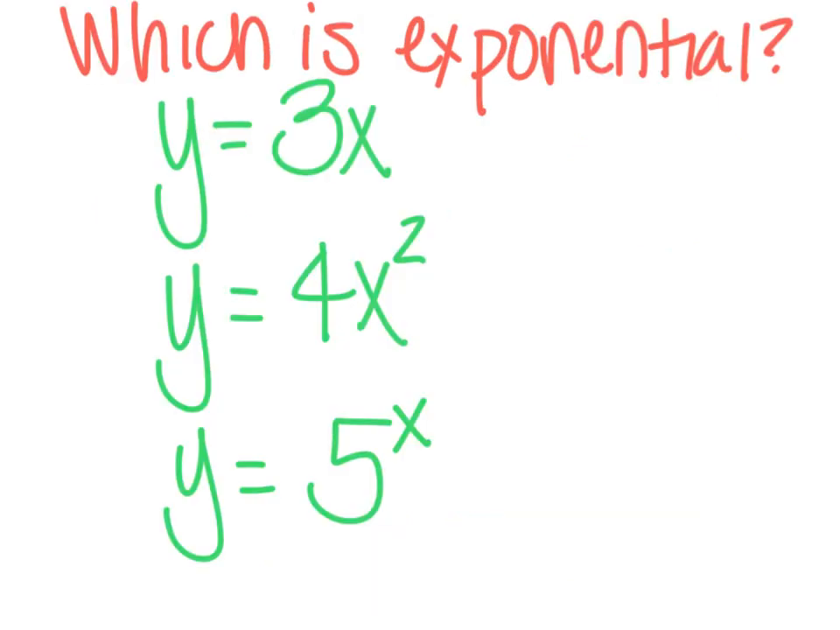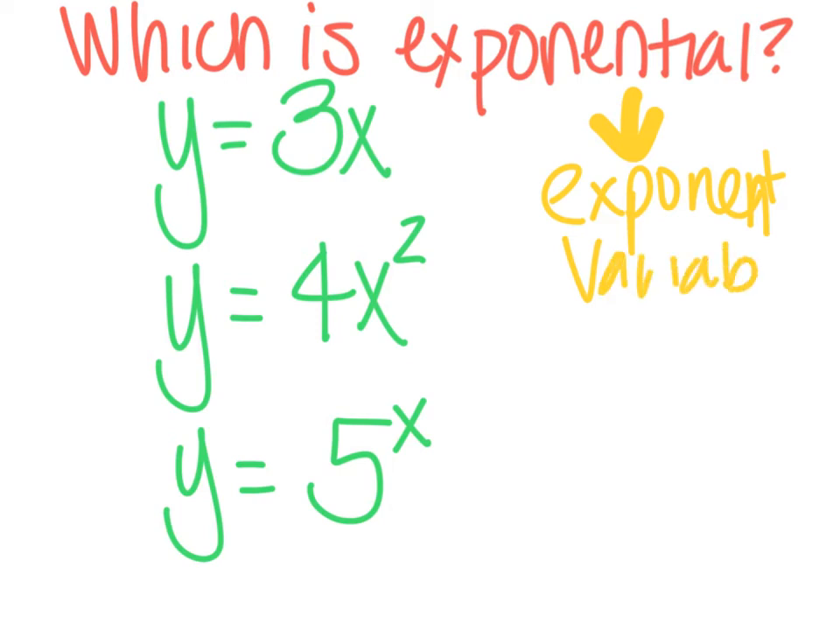So if I have three equations, it says which is exponential. Remember, if it's exponential, then that means that it is our exponent. So we're looking for our exponent to be the variable. And the only one of these that has an exponent as a variable is the last one, y equals 5 to the x.